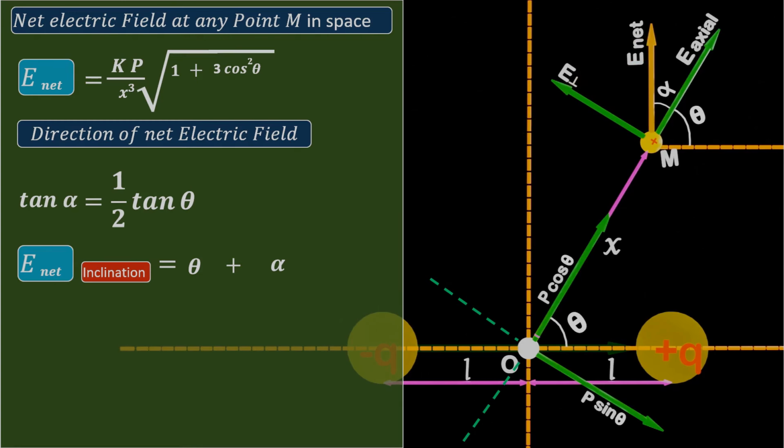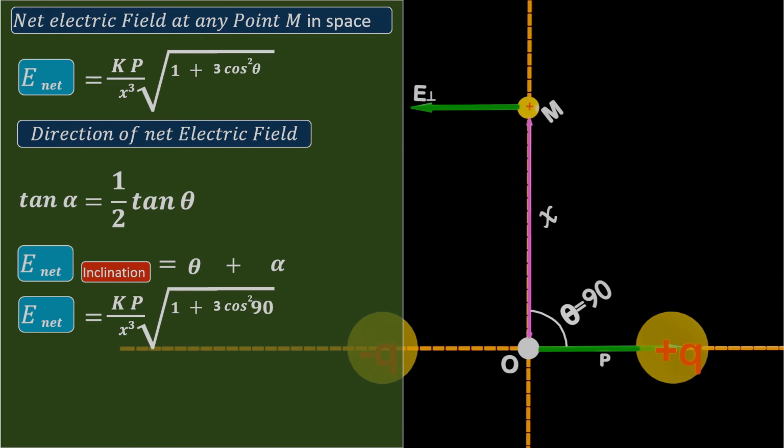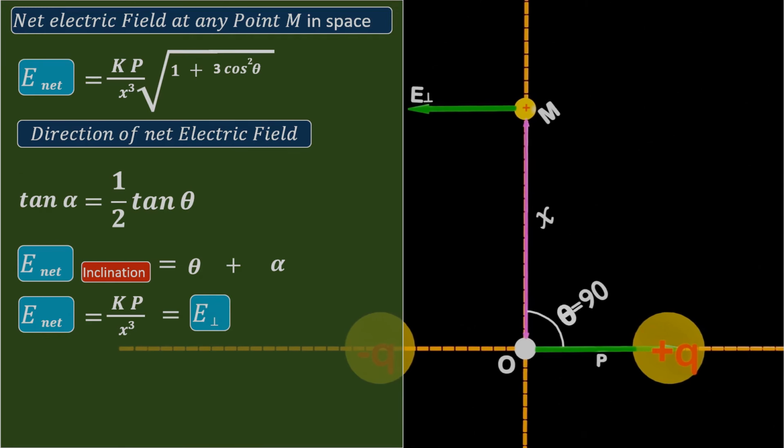Please note that this is a general case that allows us to find the intensity of the electric field at any point around the dipole. For example, in the derived formula for electric field intensity, if we place theta as 90 degrees, then 3 cos square theta will become 0, as cos 90 equals 0. We would obtain the same equation as the one derived for the equatorial position.